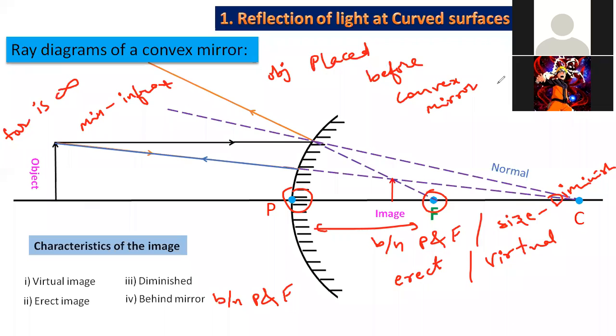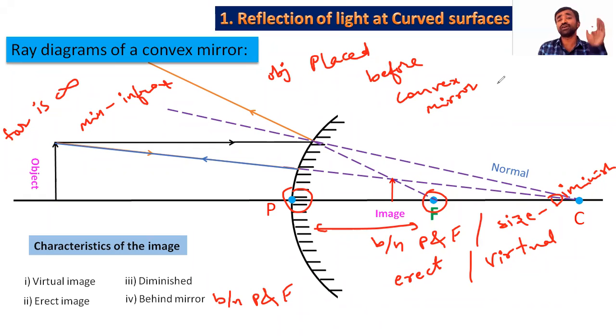Use your quick reaction if you are clear. So only one possibility is there, right? So we have to see what happens if you put the object at a very far distance.